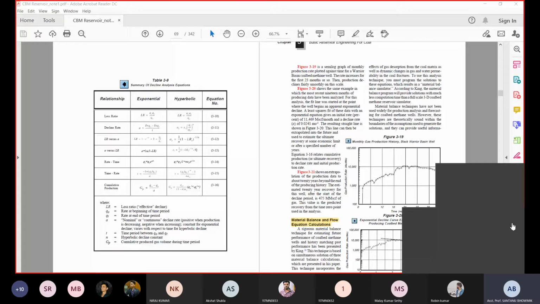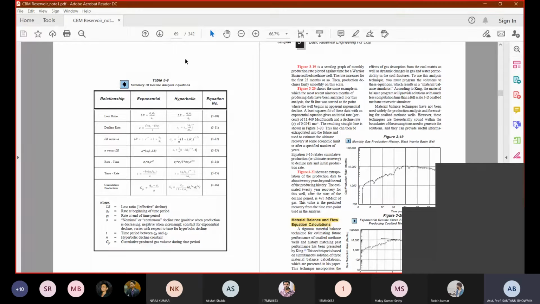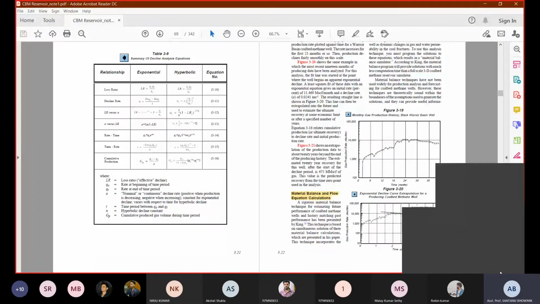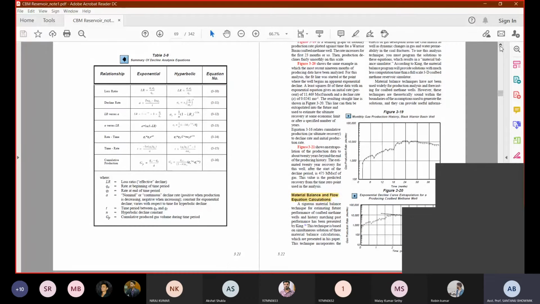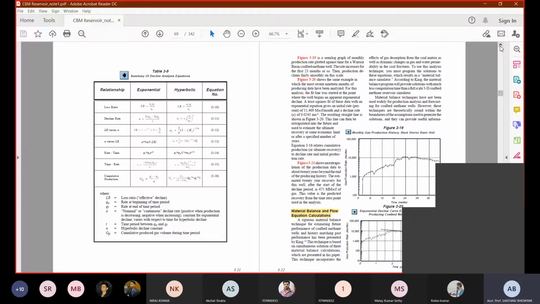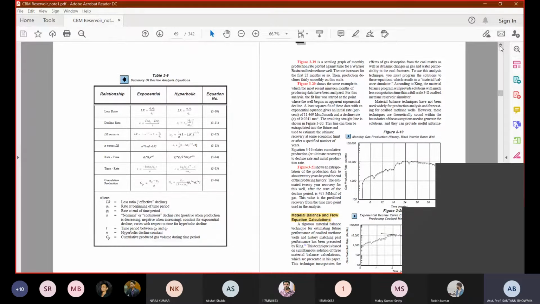So, as you know, in the last class we have seen the equations, and we have discussed some of the ideas about how you are going to acquire the data and how you are going to predict or forecast your production based on the data you have. So we'll continue a little further.